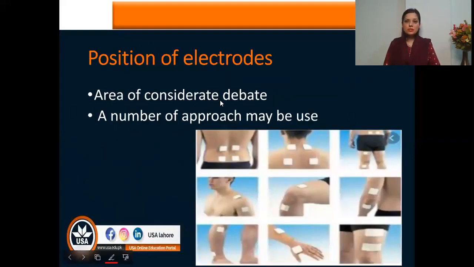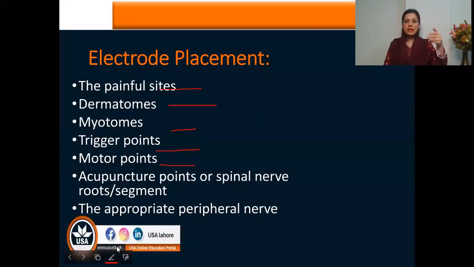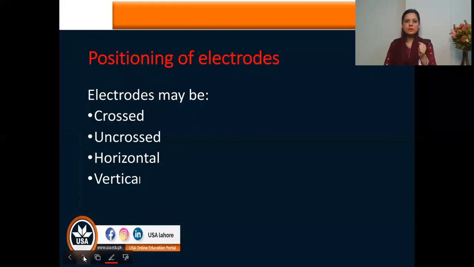Coming toward the position of the electrodes, what should the position of the electrodes be? It's an area of considerable debate. A number of approaches have been used, but you can apply on the painful side, on the dermatomes, on the myotomes, on the trigger points, on the motor points, on the acupuncture points, and on the appropriate peripheral nerves as well. So these are the electrode placements where you can possibly place your electrodes.